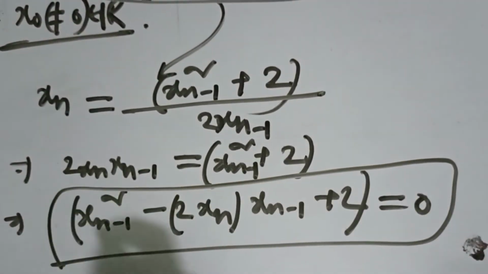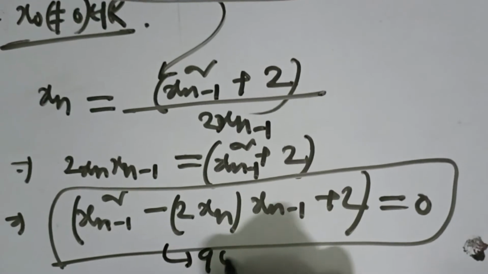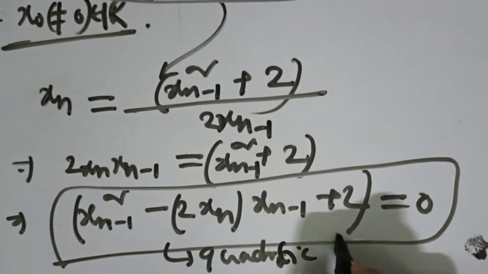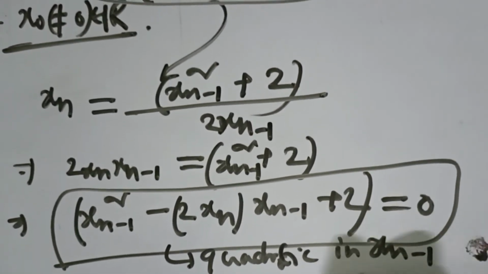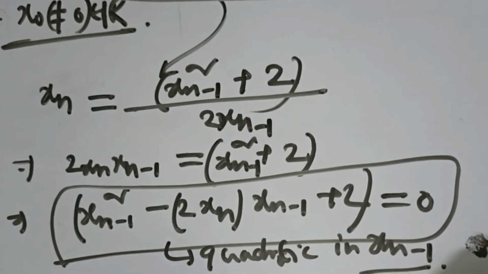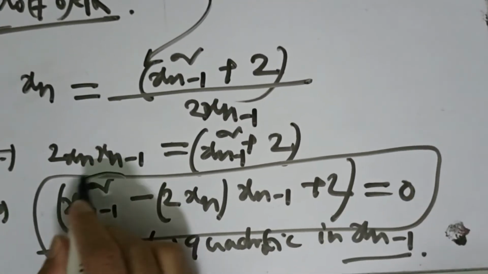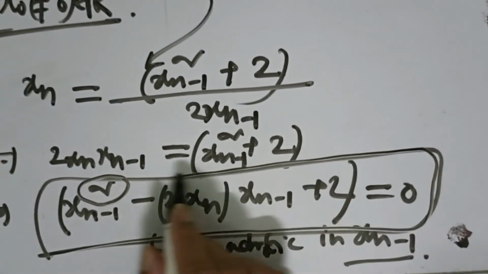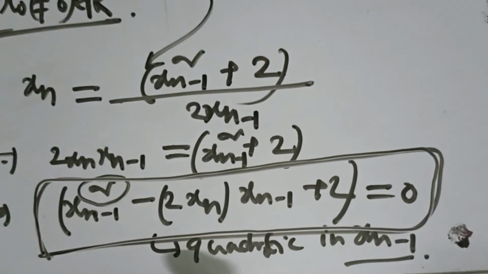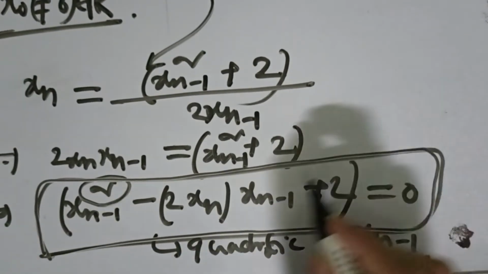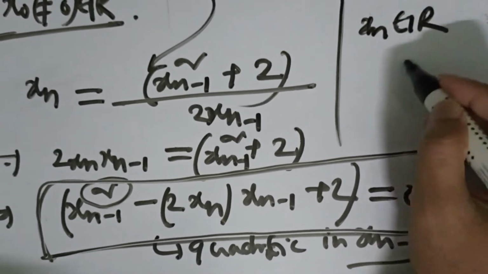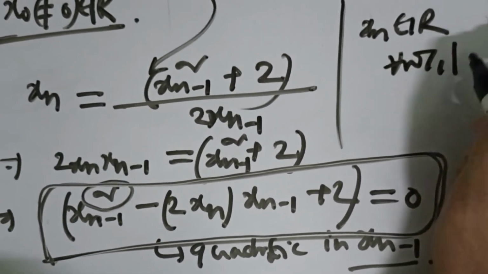Now this is a quadratic equation in xn minus 1. It has real roots, because we know the sequence xn belongs to R for any n greater than 1.